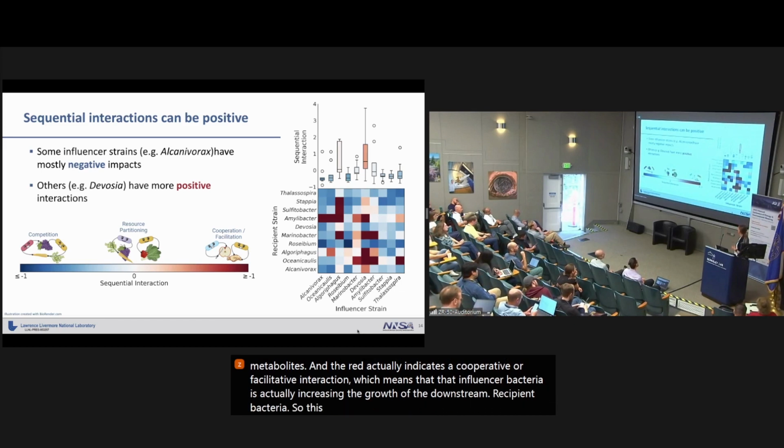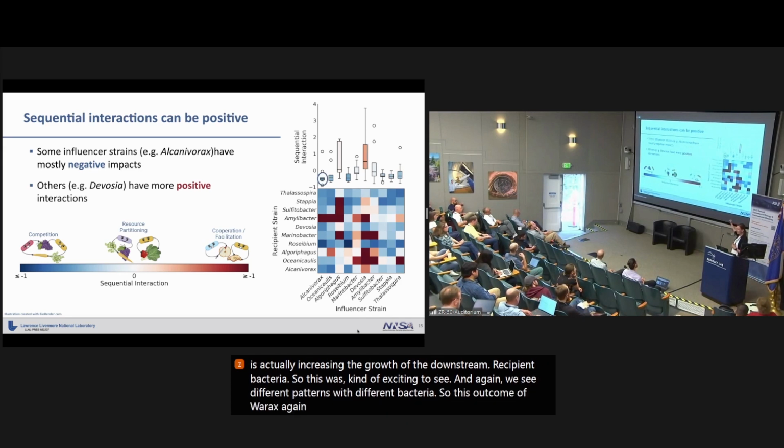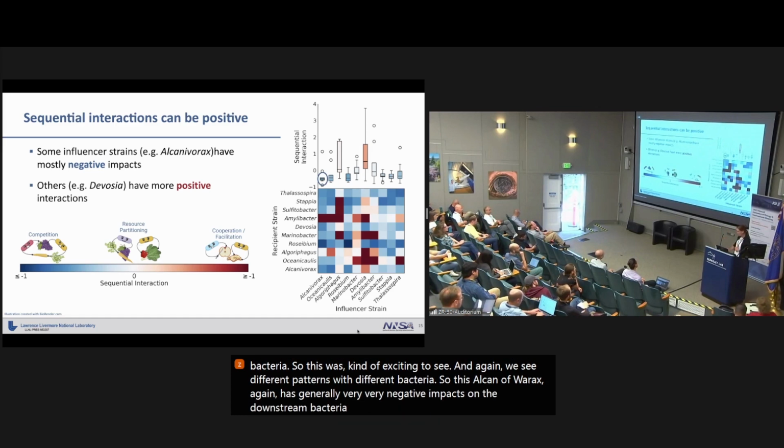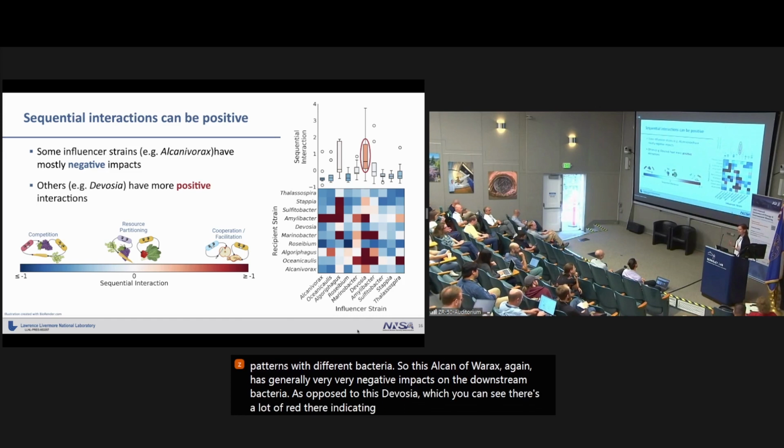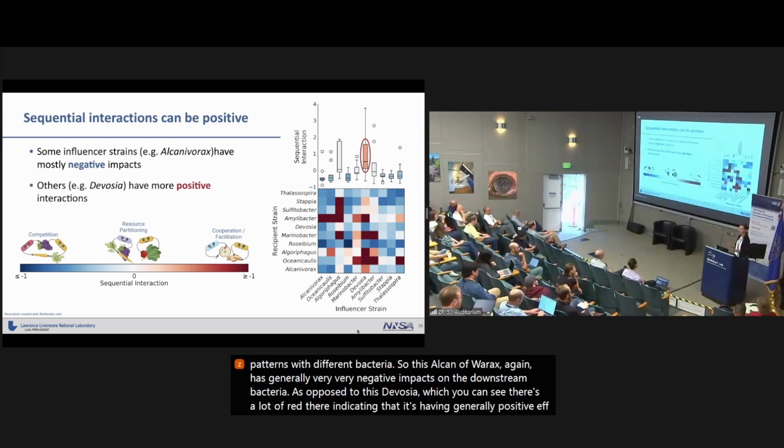So this was kind of exciting to see. And again, we see different patterns with different bacteria. So this Alcanovorax, again, has generally very negative impacts on the downstream bacteria, as opposed to this Devosia, which you can see there's a lot of red there, indicating that it's having generally positive effects on many of the other bacteria.